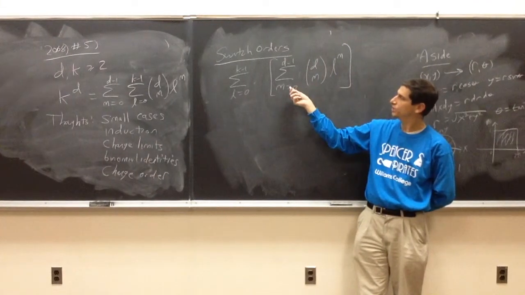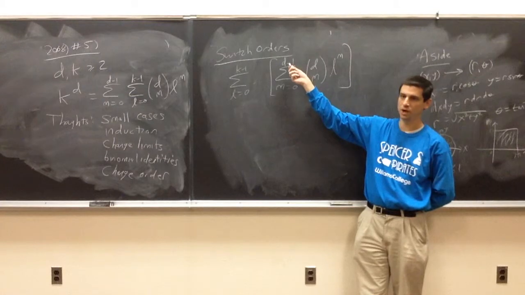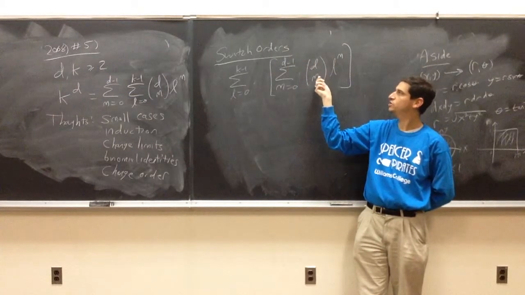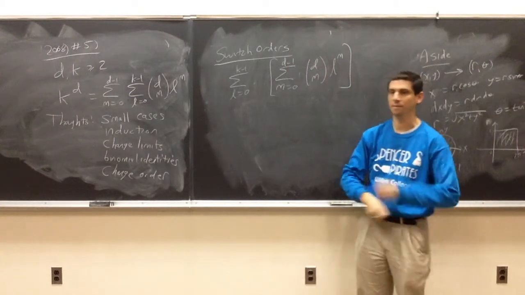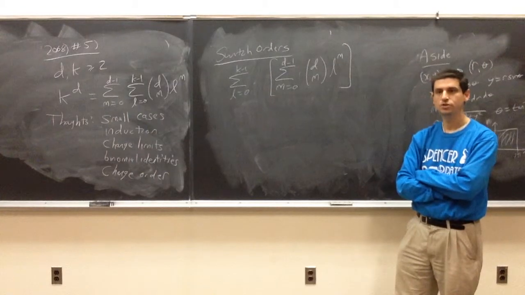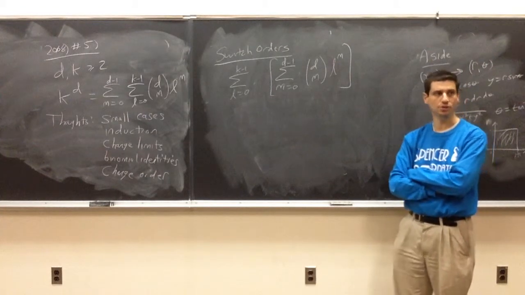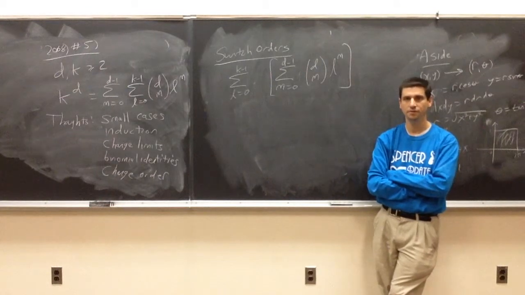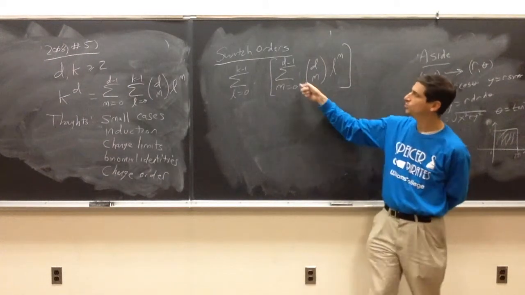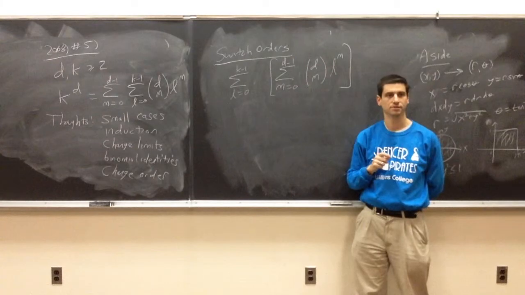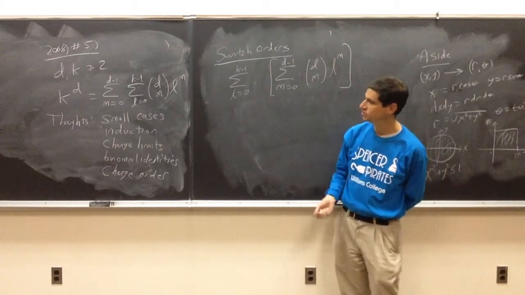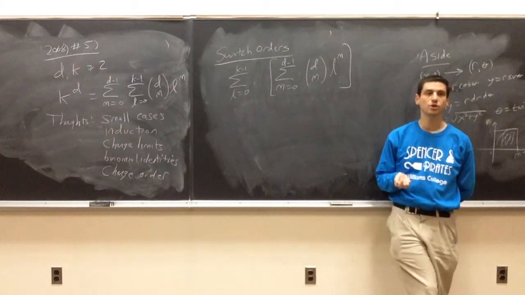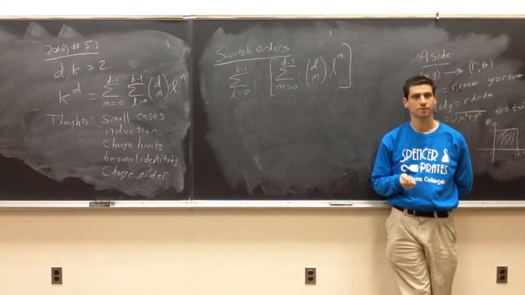Well, if you look at what's going on now, m goes from 0 to d minus 1. We have d choose m, l to the m. This looks very close to something we know. It's very close to the binomial theorem. Okay? The only difference is we don't go all the way up to d. And this then goes back to the suggestion, maybe we should complete things and go all the way up to d and subtract.